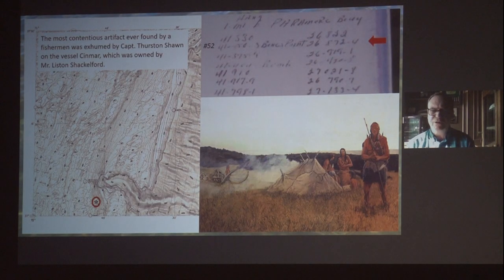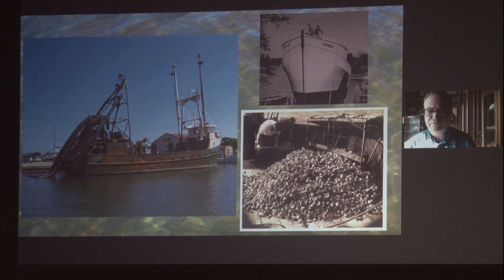The most contentious artifact ever found by fishermen was exhumed by Captain Thurston Shaw on the vessel Sinmar, which was owned by Liston Shackelford. When this came to my attention, I just viewed it as, this is normal. However, from the outside world, a lot of folks thought this was abnormal. This is the captain's log in the upper portion. You'll see the entry number 52, bones and point, and then there's some sort of weird reconstruction of what it may have looked like. But it's about 242 feet of water or thereabouts. 38 to 40 fathoms is what was recorded.